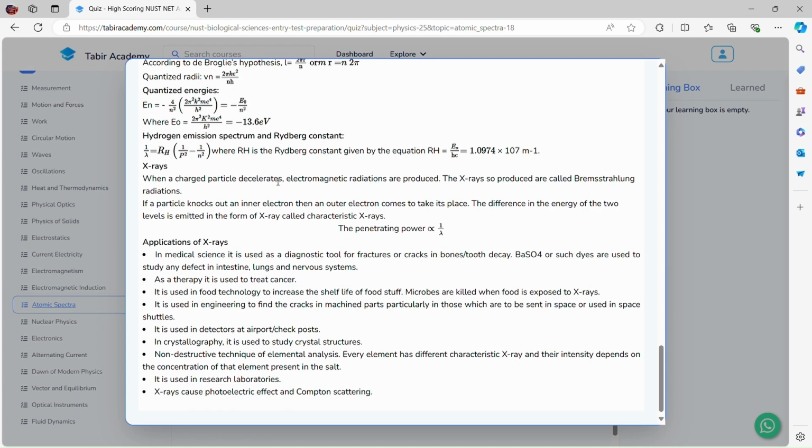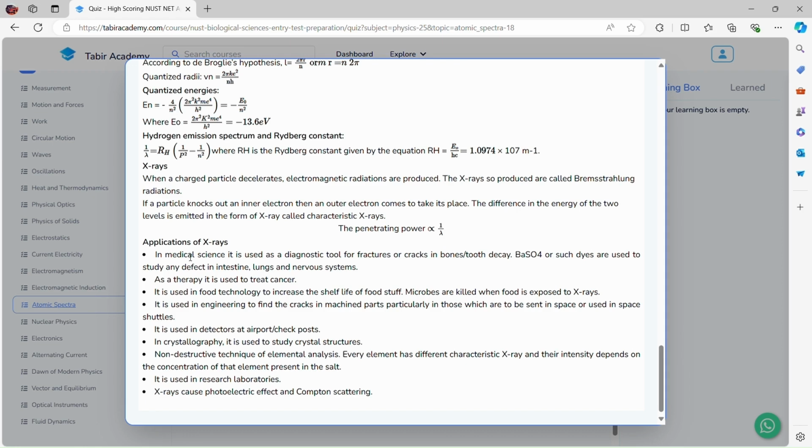X-rays. When a charged particle decelerates, electromagnetic radiations are produced. These X-rays are called Bremsstrahlung radiations. If a particle knocks out an inner electron, then an outer electron comes to take its place. The difference in the energy of the two levels is emitted in the form of X-rays, called characteristic X-rays, where the penetrating power is proportional to 1 over lambda.